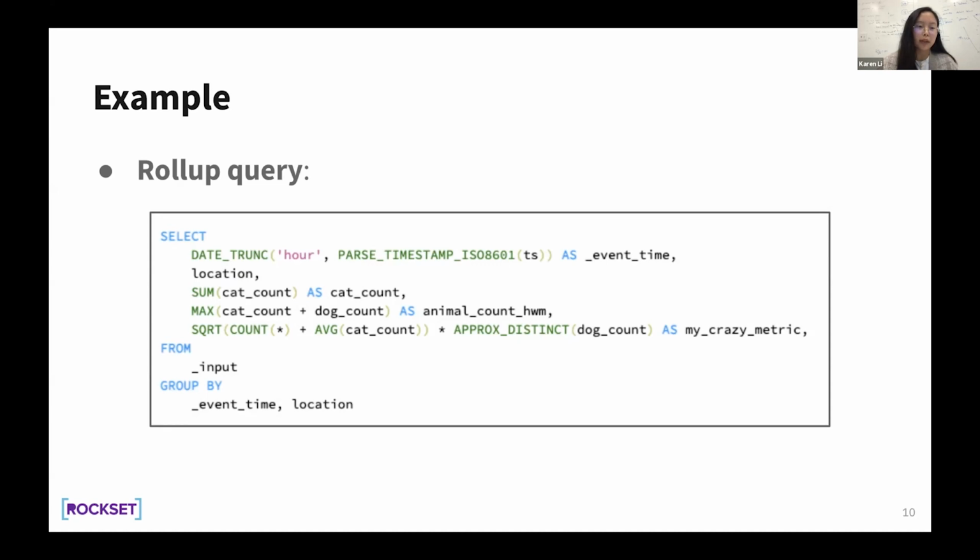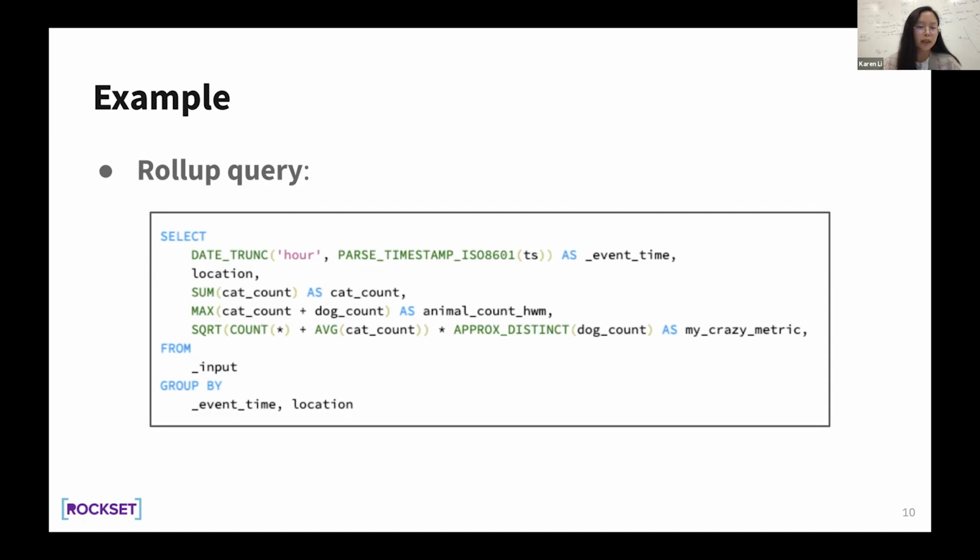So let's use the following Rollup query as an example. Looking at it from top down, first what we're doing here is we're massaging our timestamp field a little bit and putting in an output field called event time. We also select location because we're going to be grouping by event time and location. And then we compute a bunch of metrics.